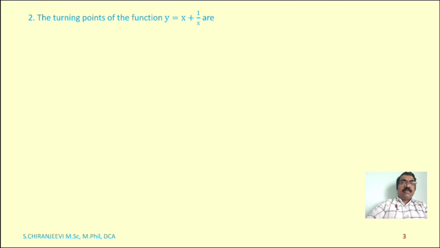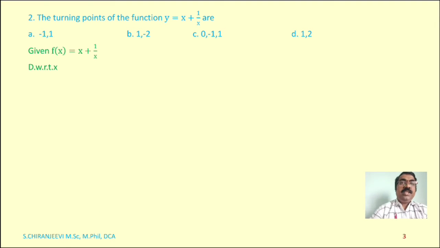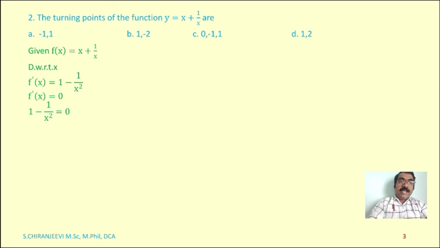Second one, the turning points of the function y equal to x plus 1 by x are. Options are minus 1 plus 1, 1 minus 2, 0 minus 1, 1, 1 and 2. So given f of x equal to x plus 1 by x, differentiating with respect to x, f dash x equal to differentiation of x is 1 and differentiation of 1 by x is minus 1 by x square. So f dash x equal to 0. So 1 minus 1 by x square equal to 0. So 1 equal to 1 by x square. So x square equal to 1, x equal to plus or minus 1. So the option is A.